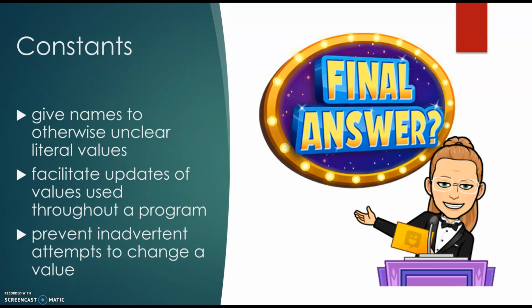Constants give names to otherwise unclear literal values. They facilitate updates of values used throughout a program, and they prevent inadvertent attempts to change a value. This concludes our presentation on variables.